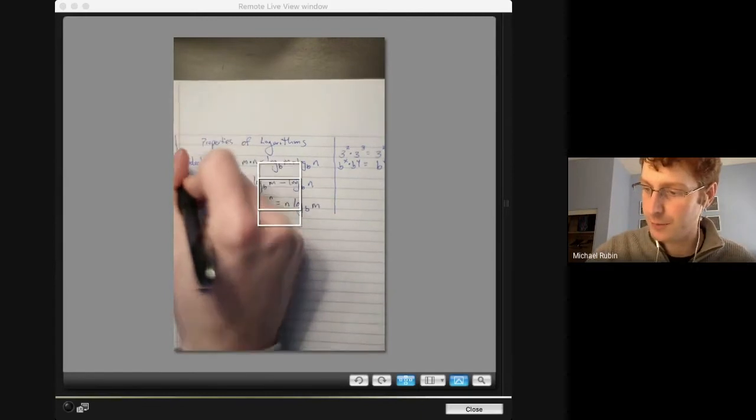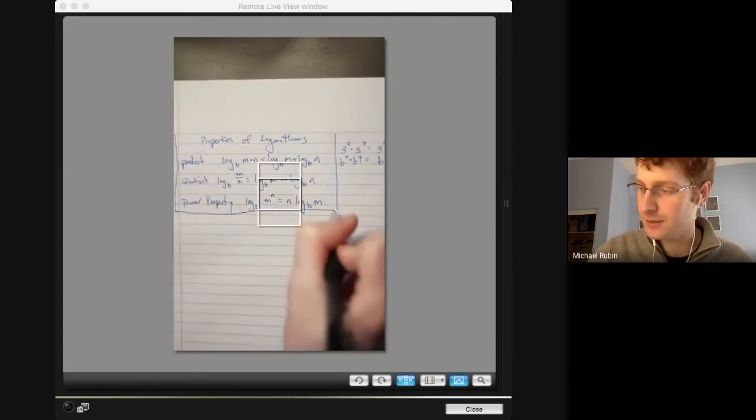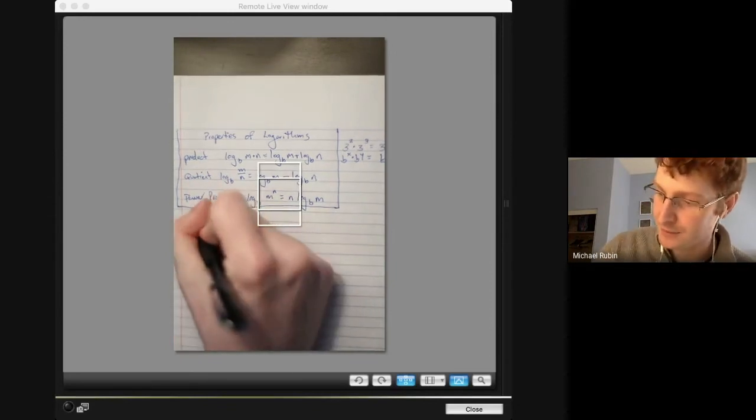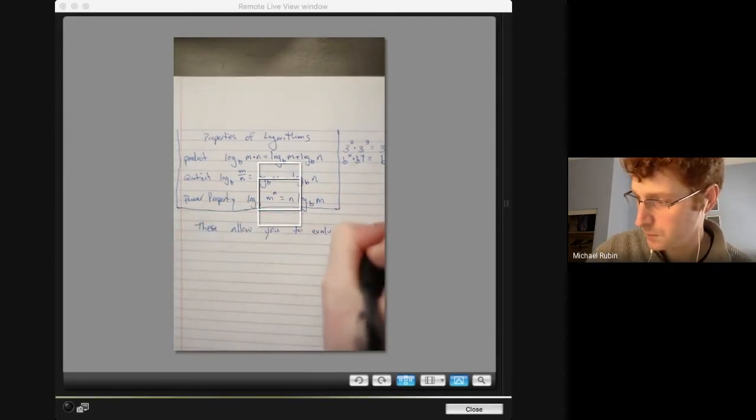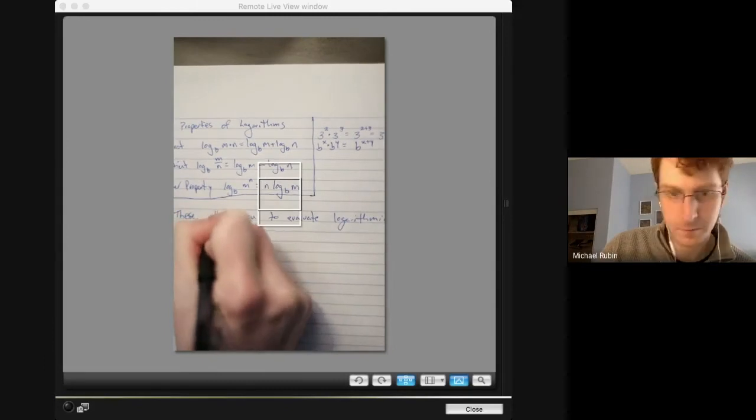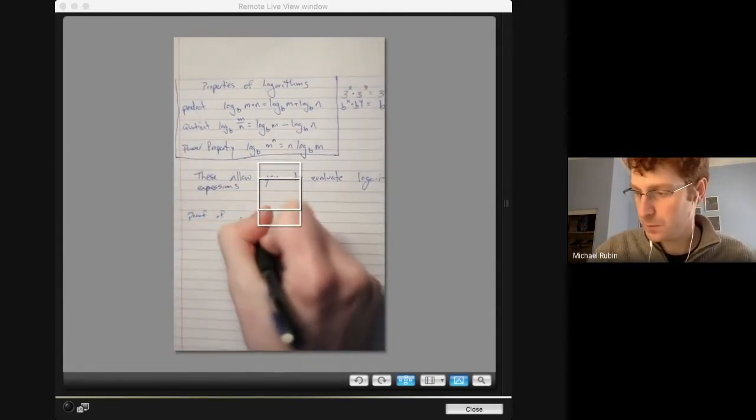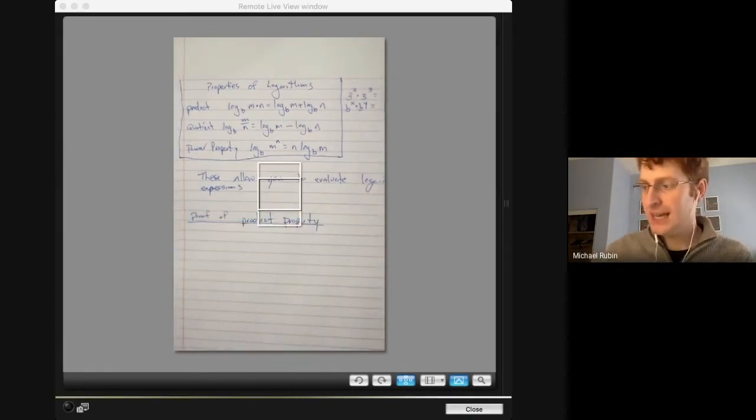These are the properties of the logarithms that allow you to manipulate logarithmic expressions. I'm going to write that down. I'm going to do a proof of the product property. It's actually dependent upon the property of exponents. I'm going to define some exponents here.